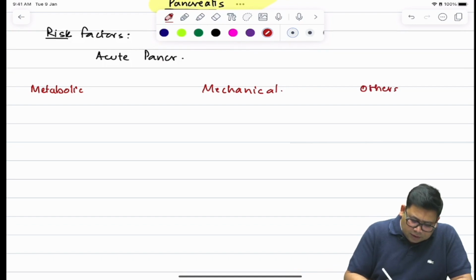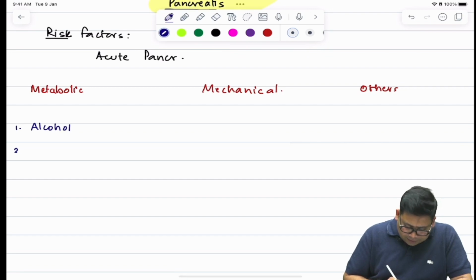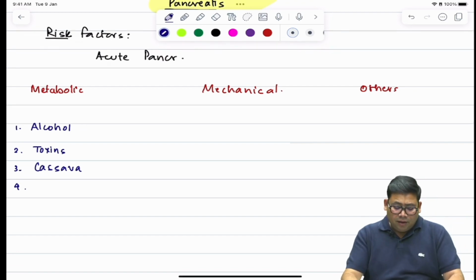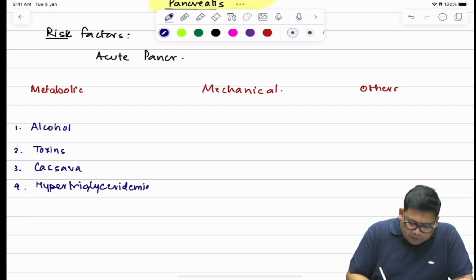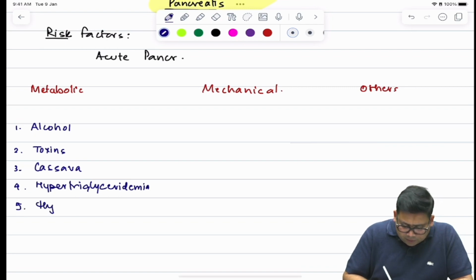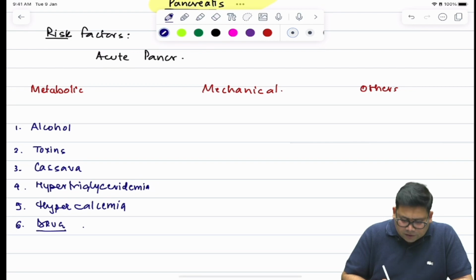When we talk about the metabolic causes, it is either due to alcohol. The second is toxins or infections. It may be due to cassava or tapioca, because the cyanide present there might be damaging. The fourth is hypertriglyceridemia. Then hypercalcemia is a risk factor. And there may be certain drugs like valproate, methysergide, which might cause it.